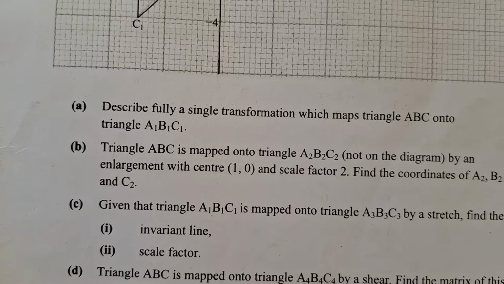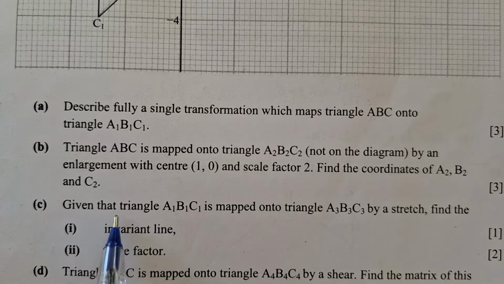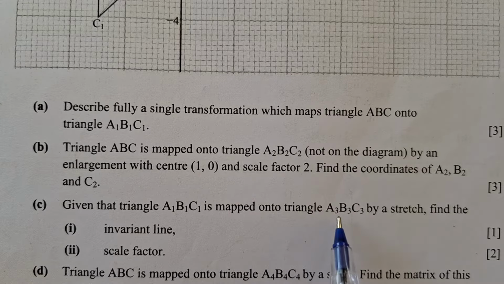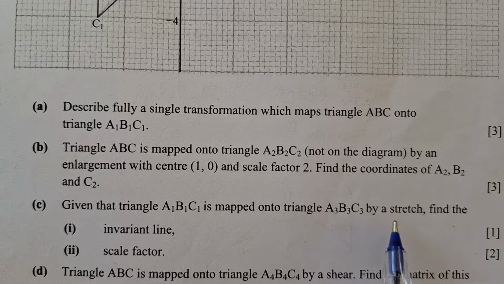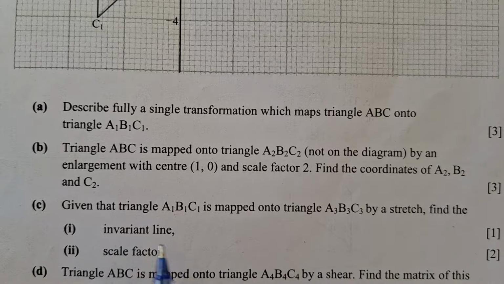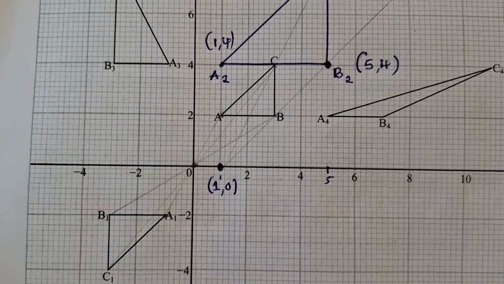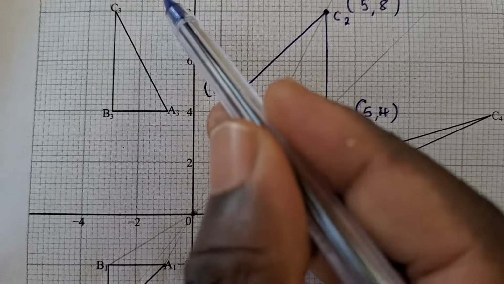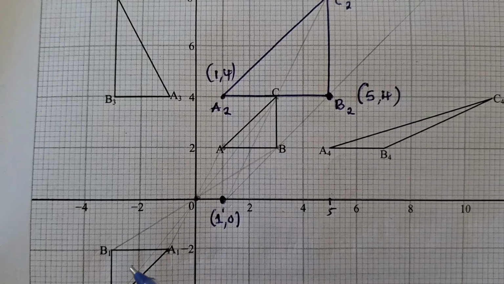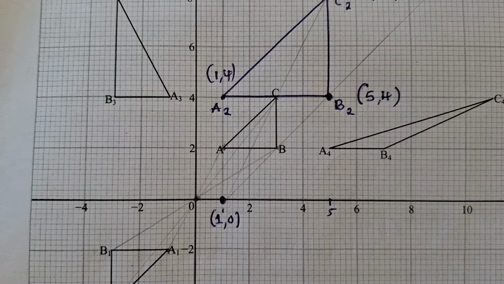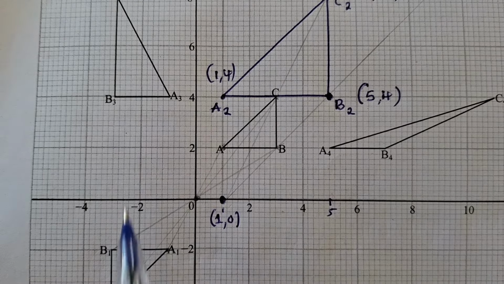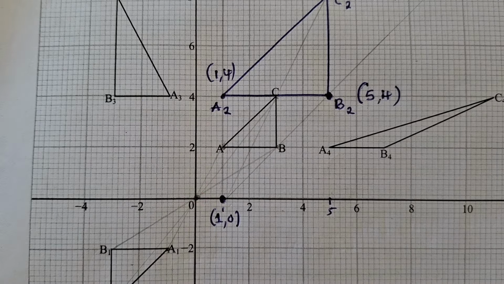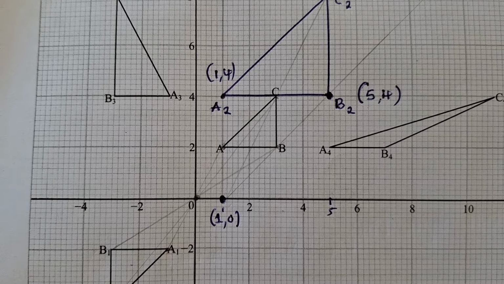So for question C here, they're saying, given that triangle A1, B1, and C1 is mapped onto triangle A3, B3, C3 by a stretch, find the invariant line. So look at this. We're just talking about this triangle and which one? And this. You can see that it has been stretched going that way, and this one is the original right here. This one went up like that. So to find the invariant line, when you see that they are falling in different quadrants, this one is right here opposite, the other one is right here opposite. You follow the distance it has covered.